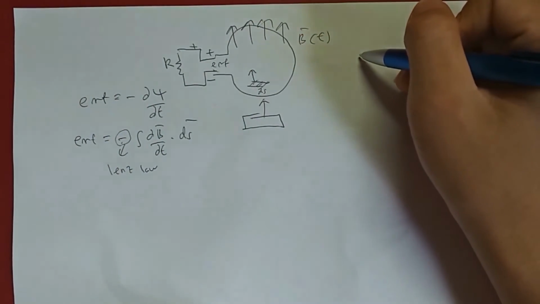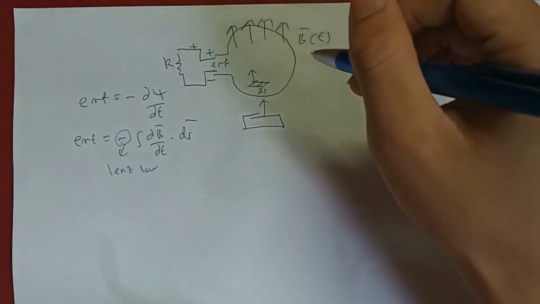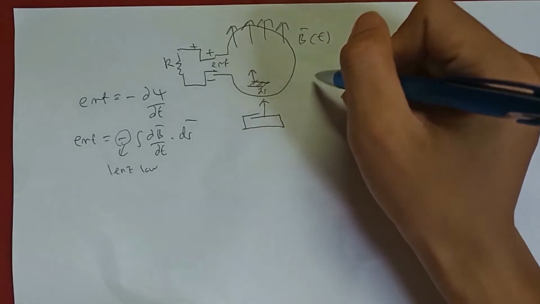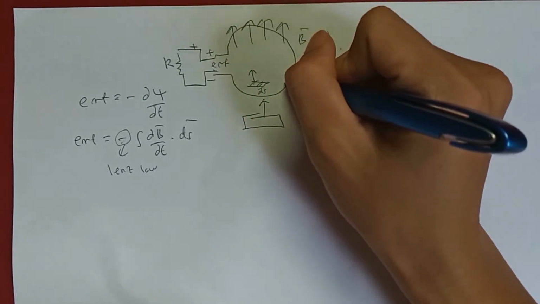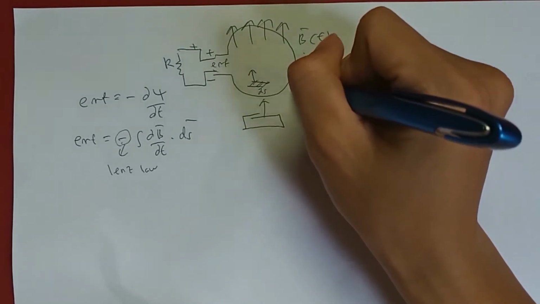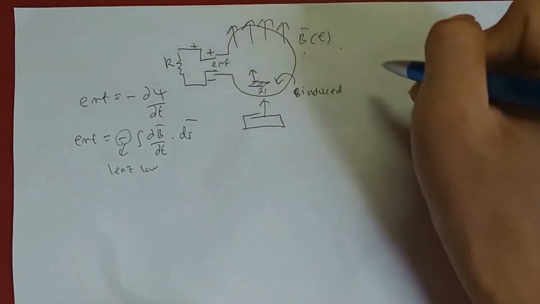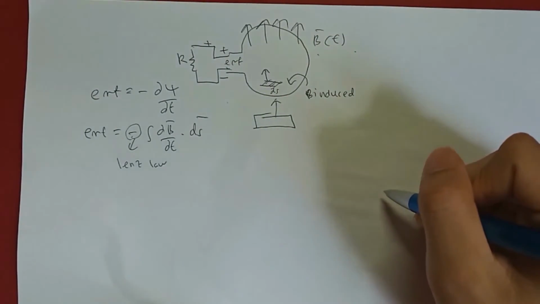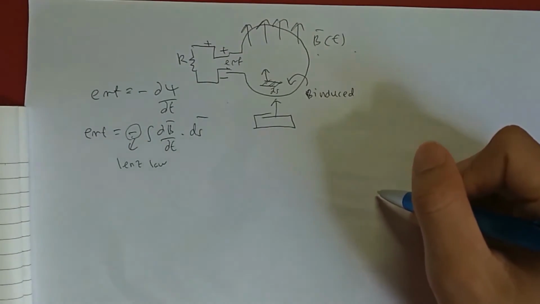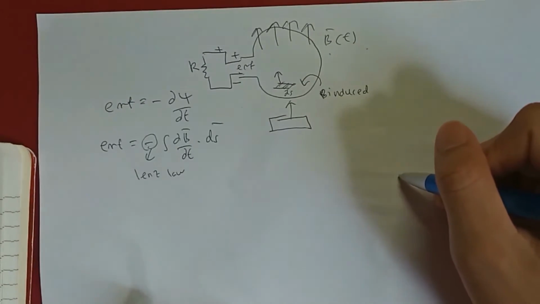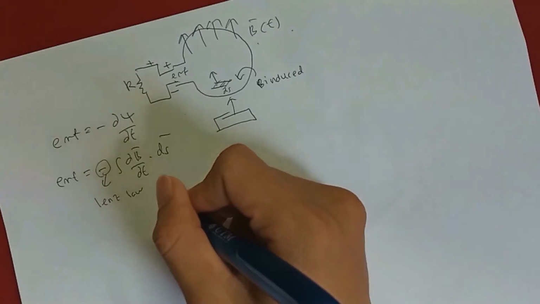Lenz's law states that as the magnetic field increases, the induced B will oppose the magnetic field, which means that when the magnetic field is increased, the induced B is going downward. So this is according to Lenz's law. From this equation we can expand to get the motional EMF equation.